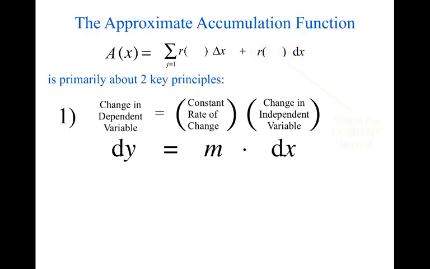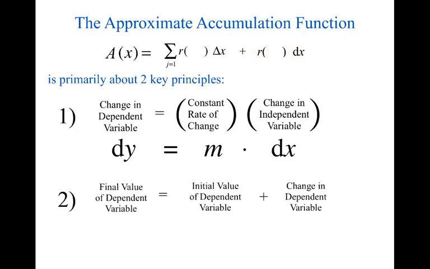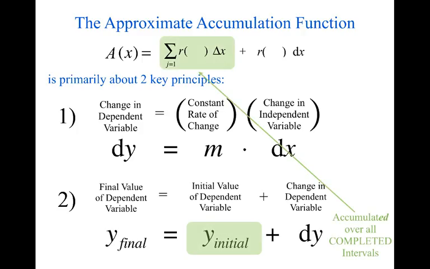What's the other key principle? Final equals initial plus the change. Final equals initial plus the change. We've worked on this since day 2. How do we see that here? Where's y initial? Well, y initial is what's already been accumulated over all of the completed intervals. So for some value of x, we have all the accumulation from all the completed intervals, and we can think of that like y initial. That's the sum of all those little bits of accumulation.